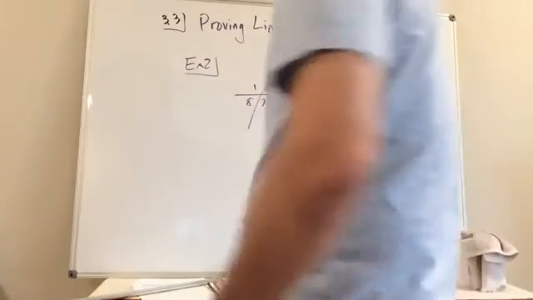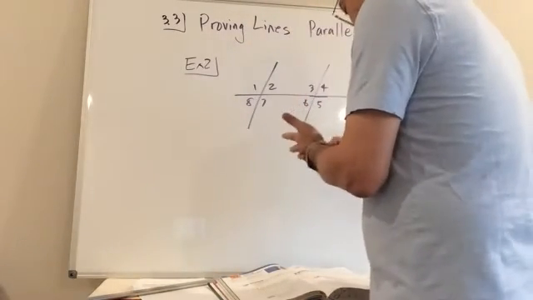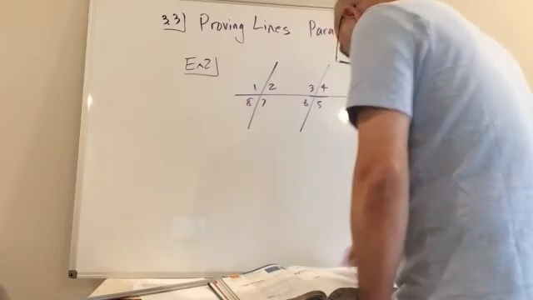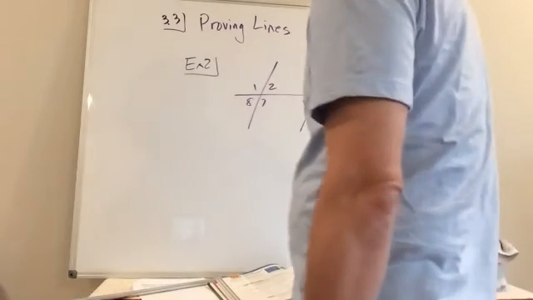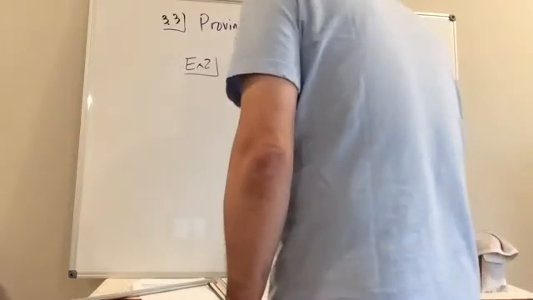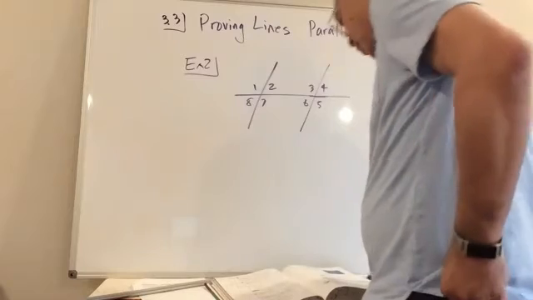Are there any questions on that? As you can see, they are all converses of things that we already know, right? Converse of the alternate interior, converse of the alternate exterior, and converse of the same side interior angles, right? Okay, let's go on to page 164.